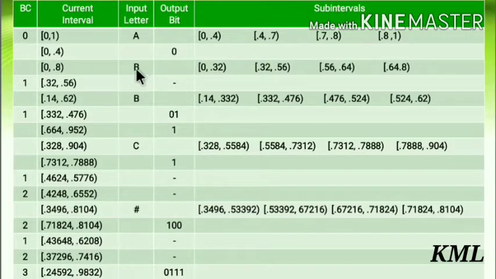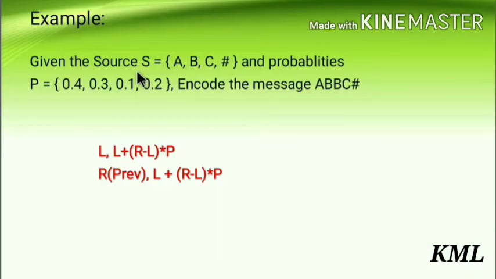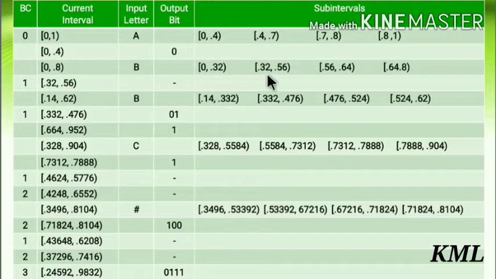Next, whenever you take a new input letter, you have to make the subintervals of the current interval. So after making the subintervals of this, you get these values, okay. Now whenever you take the new input letter, check the position of the input letter in the source. So position of B in source is 2. So what do we do? Choose the second subinterval as our next current interval, okay. So we have 0.32 and 0.56.